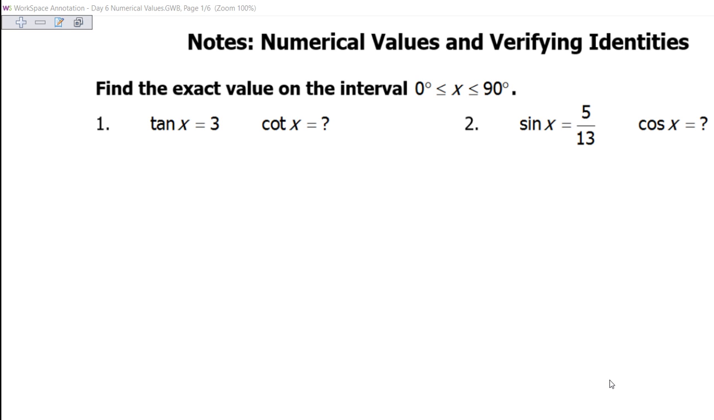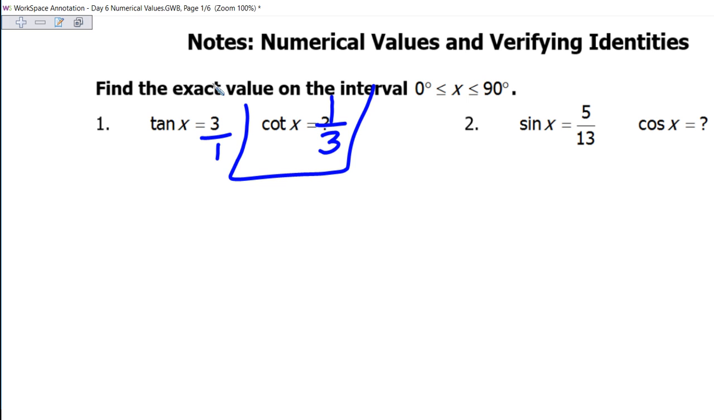Now problem number 1, we're given that the tangent of x is equal to 3, and we need to solve for the cotangent of x. Well, I already know that tangent and cotangent are reciprocal identities. So if the tangent is 3 over 1, what's the reciprocal of 3 over 1? 1/3. So number 1, the answer is 1/3.